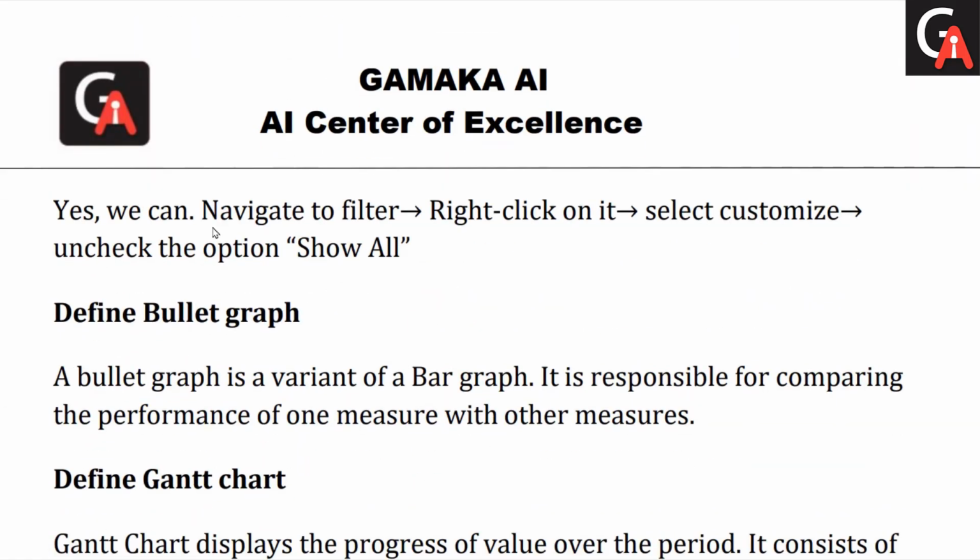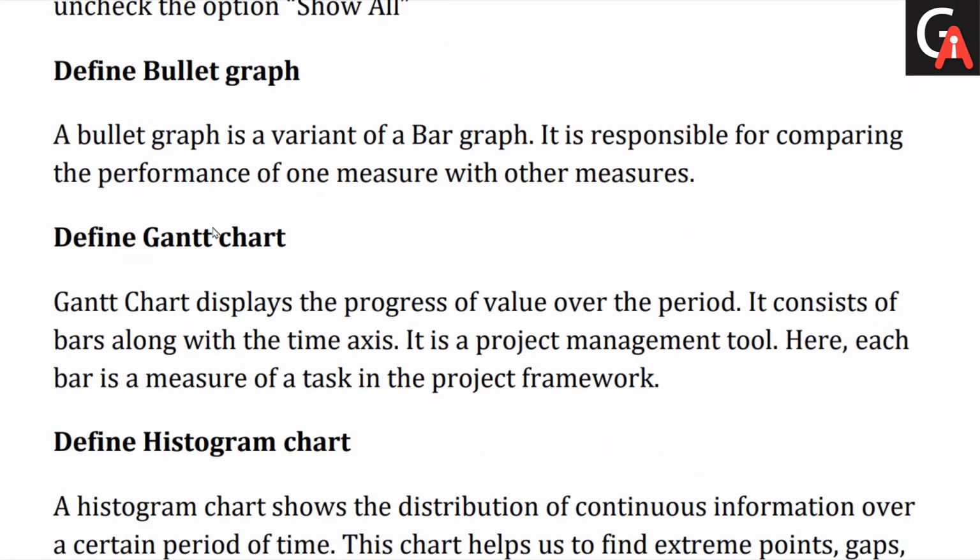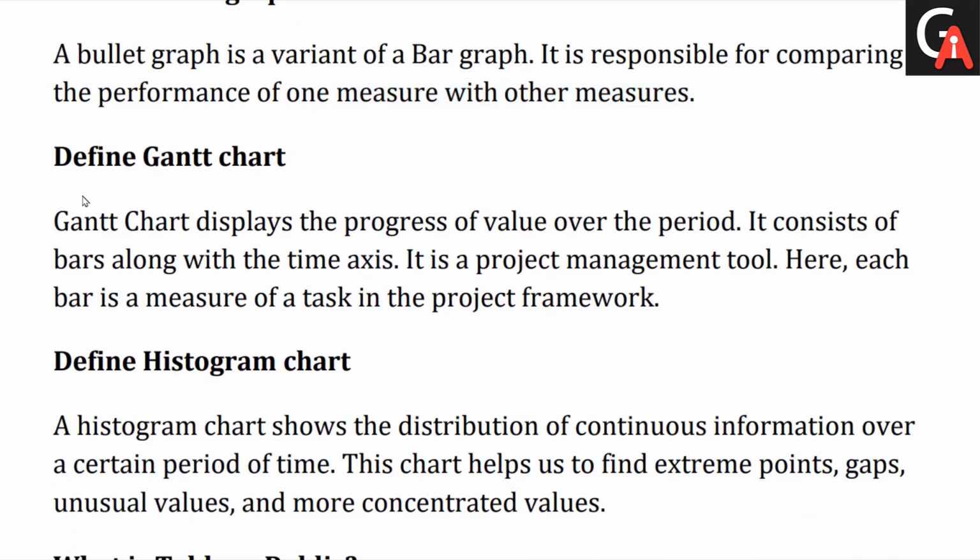Clear? Then let's go with the next question we have. Define a bullet graph. A bullet graph is a variant of the bar graph. It is responsible for comparing the performance of one measure with another measure, right? What is a Gantt chart? A Gantt chart is the representation of progress in project management, right? It shows the progress over time, and that's why we use the Gantt chart.